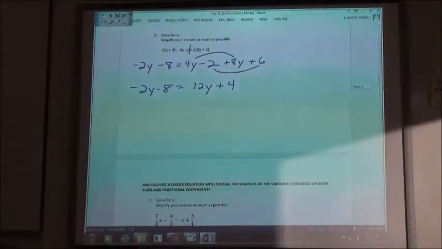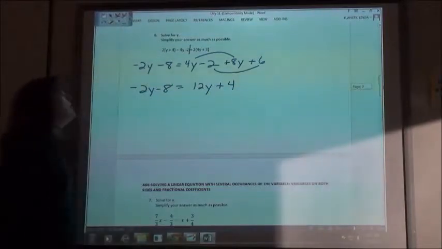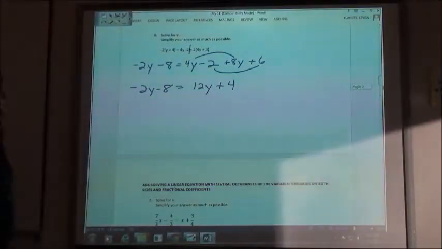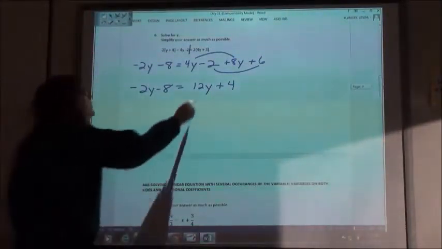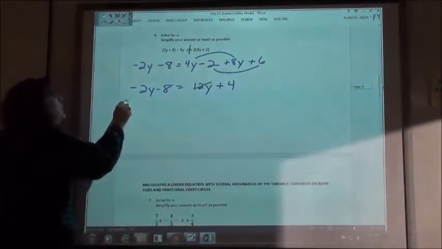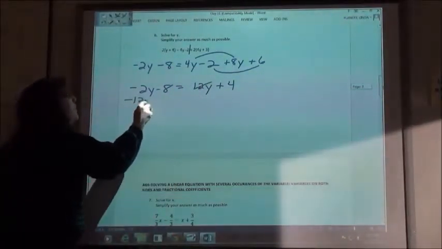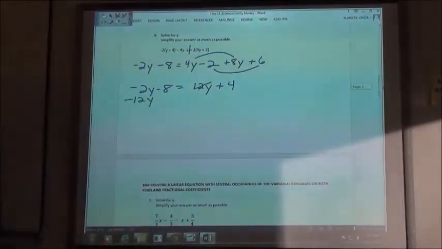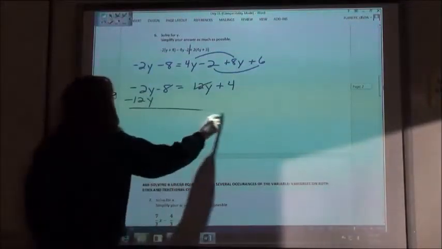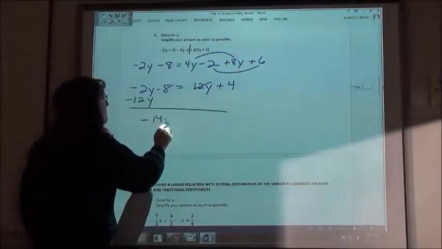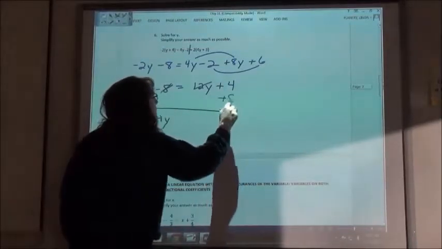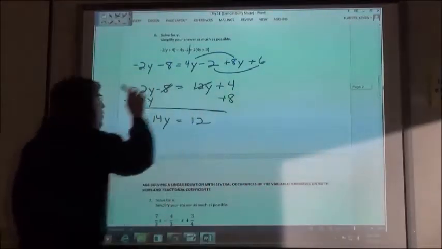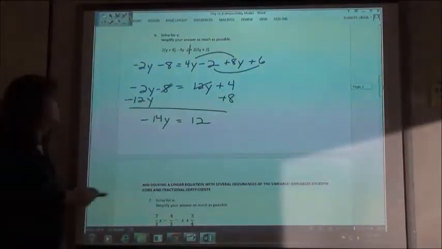Well, tell me what you're going to do. Oh, I'm moving my 12y over. You're moving your 12y over, so when you move it, what will it be? Positive. No, a negative, because it is positive. Oh, okay. So it's going to be negative 14y, and the minus becomes a positive 12. So negative 14y equals 12.